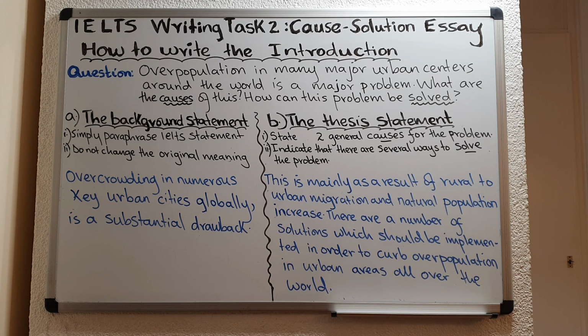The first thing that you have to do is look at the question. We have 2 questions. What are the causes of this? And the second question is, how can this problem be solved? In your thesis statement, you should answer the first question, which is, what are the causes of this? You should answer that question. You should do that by writing two general causes for the problem.